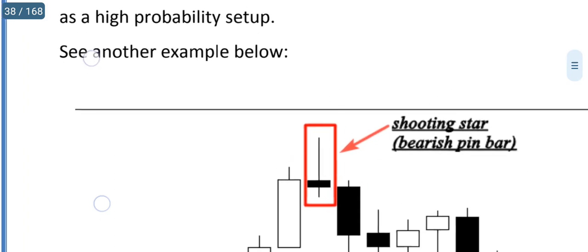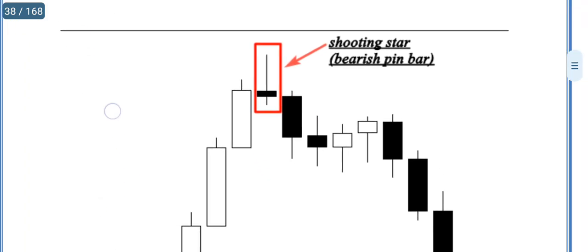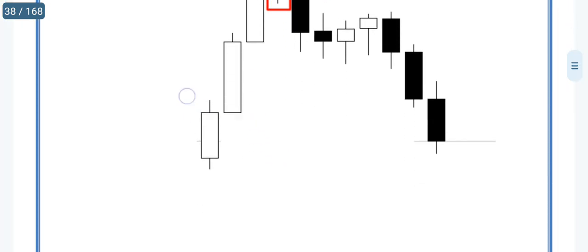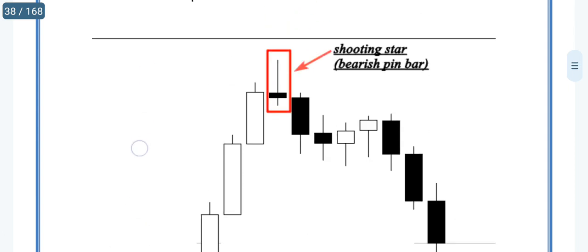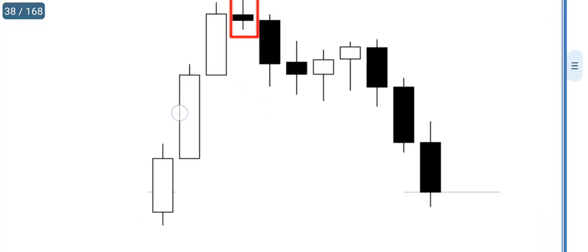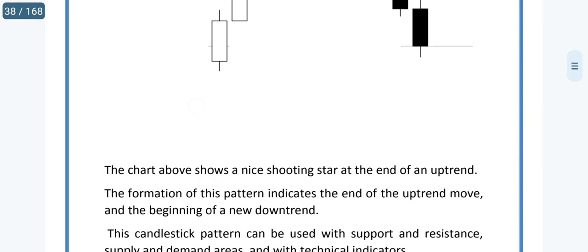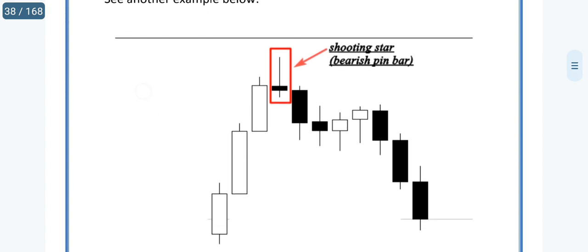You can see the illustration below. We have the shooting bar there. So here the candlestick is called a bearish pin or shooting bar. In the chart above, you can first observe the chart. It shows us a nice shooting star at the end of an uptrend. This is the uptrend, and we have the formation of a shooting bar with a long upper shadow.